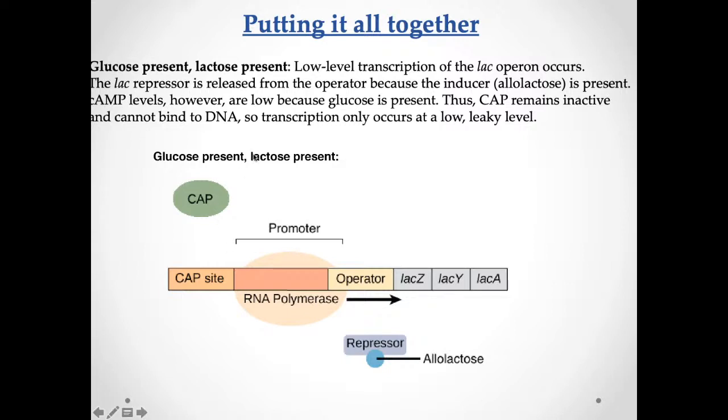But glucose is present and lactose is also present. So this will make a little bit of transcription, because allolactose will be produced, the rearranged version of lactose, and will attach to the repressor and not allow it to attach to the operator.